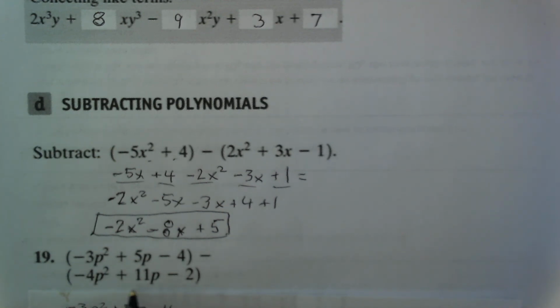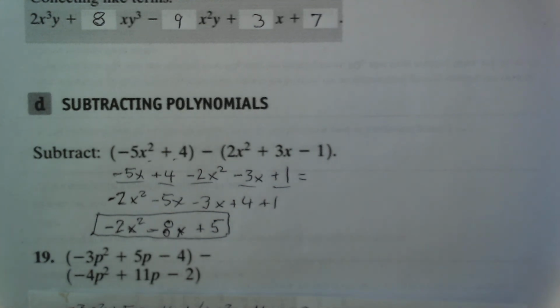Now, when we remove the parentheses from the second polynomial, since it is preceded by a minus sign, remember we need to change each of the signs of the terms inside the parentheses to the opposite. So in other words, this now becomes a positive 4p squared. The positive 11p becomes a minus 11p. And the minus 2 becomes a positive 2. Again, that's because the second set of parentheses was preceded by a minus sign. So when we remove the parentheses, each sign has to be changed to the opposite. Okay.